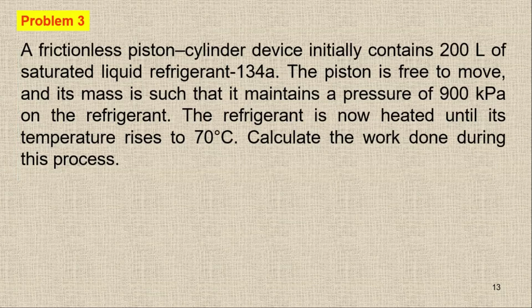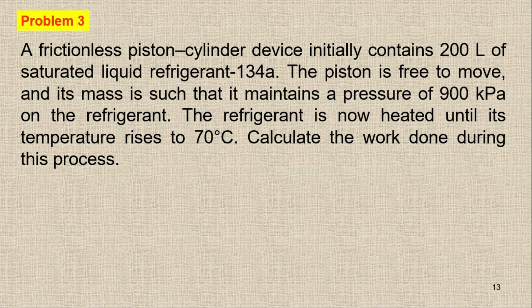Now the next question. Here we have a frictionless piston cylinder device, initially containing 200 liter of saturated liquid refrigerant 134A. The first thing is 200 liter. Liter is a unit of volume, but in SI we use meter cube. 1 liter is equal to 10 to the power minus 3 meter cube. So 200 liter means 200 times 10 to the power minus 3, or 200 divided by 1000 meter cube.